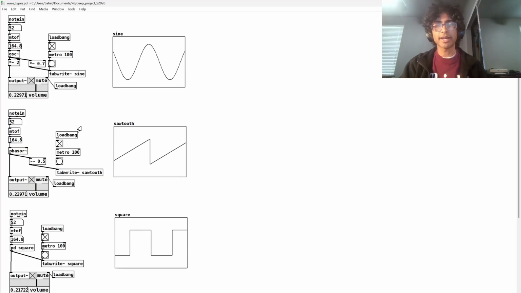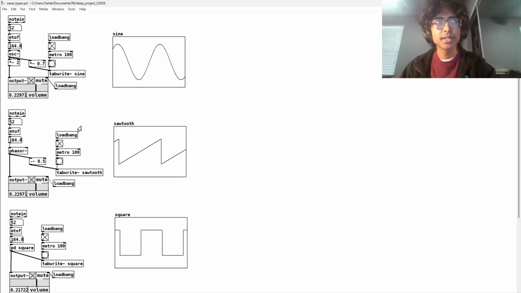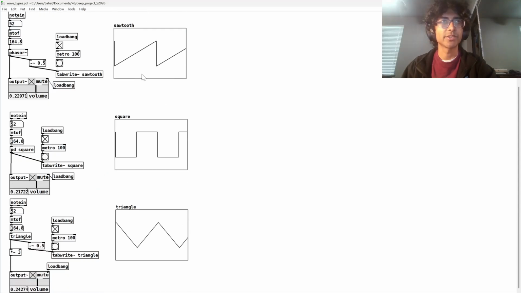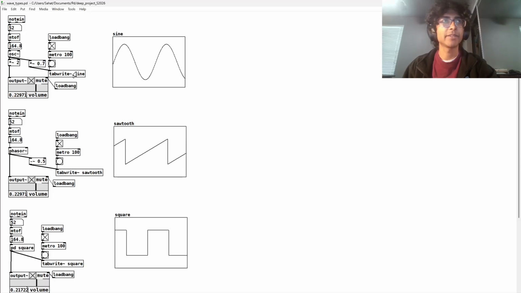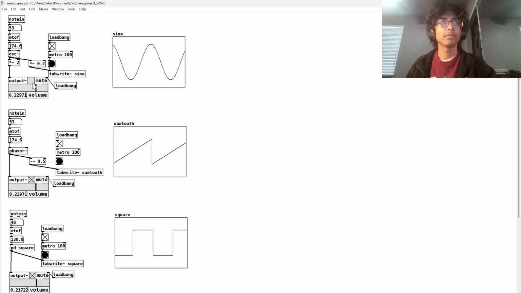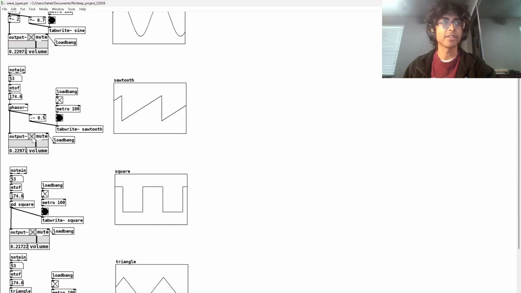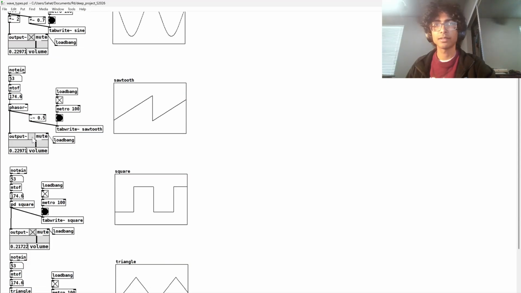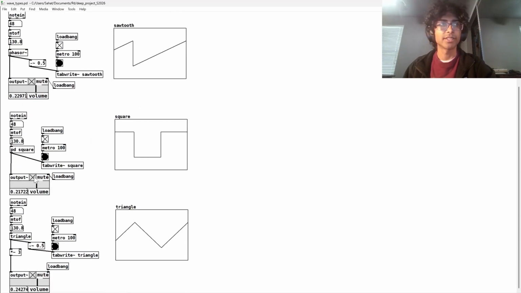There are what's regarded as four fundamental waveforms: sine wave, sawtooth wave, square wave, triangle wave, and I'll go through each of them. You already heard the sine wave in version one of my cello. Then the sawtooth wave is what I used in the final version. Then the square wave.